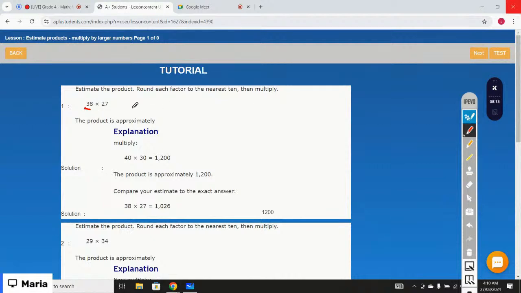You can round off 38 to 40, right? Because that is just two numbers away from 40. Then you have 27. 27 is rounded off to 30 because that is near to 30. Just multiply 4 times 3 is 12. So the correct option is 1200, right? Okay, let's just start with the test questions.